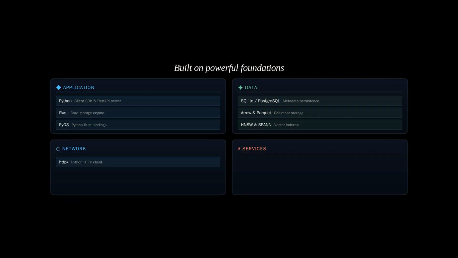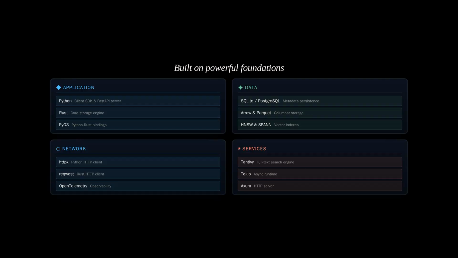Under the hood, Chroma blends Python and Rust. Python gives you a friendly client SDK and fast API server. Rust delivers the performance-critical storage engine with HNSW vector indexes, Tantivy for full text search, and Arrow for efficient columnar storage. It's the best of both worlds: prototype in Python, scale with Rust.